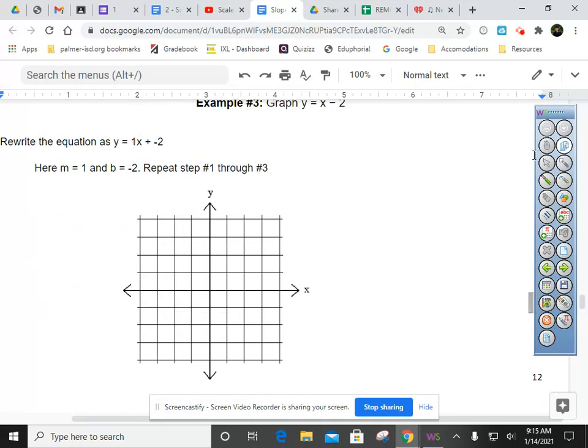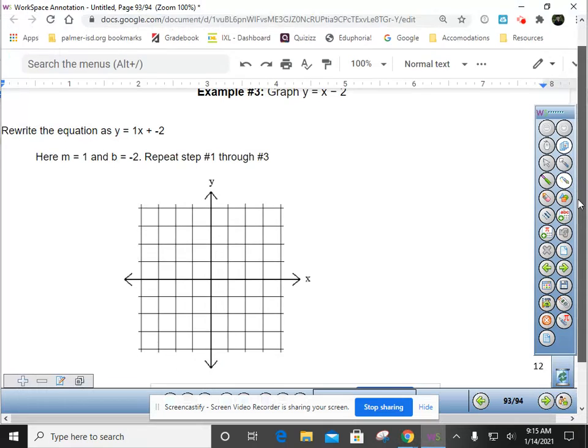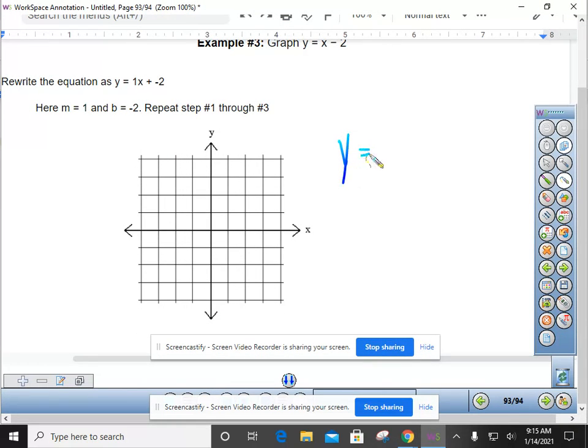That says graph y equals x minus 2. So I'm just going to write it down here where we can see it better. Y equals x minus 2. What is the y-intercept? 2. No. Negative 2. Put a dot on negative 2. What is the slope? 1. How do we make that a fraction? 1 over 1. So 1 is our rise, 1 is our run. Rise 1, run 1. Put a dot. Use your straight edge and connect those dots.